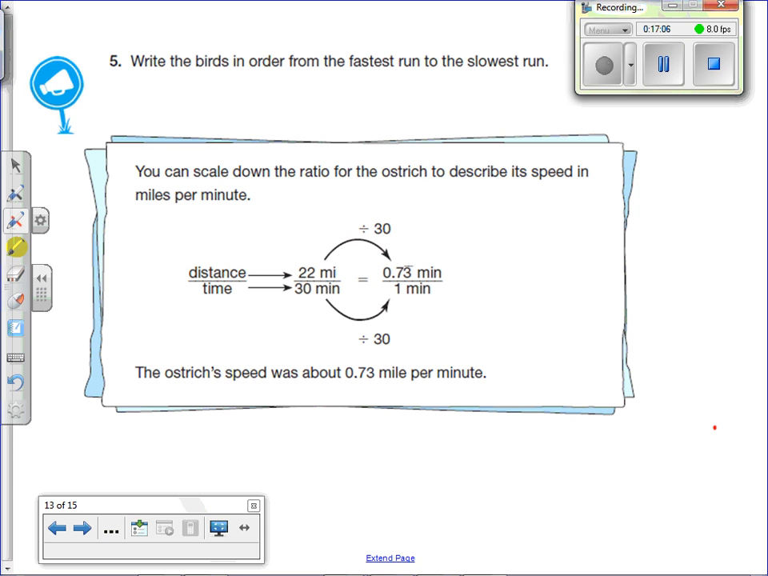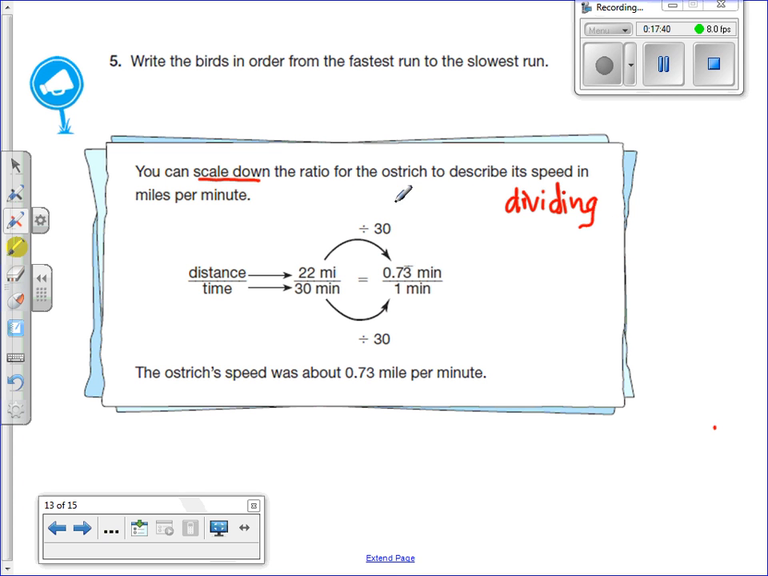So opposite from scaling up, sometimes it's easier to scale down ratios to figure out certain things that you're asked of. So write the birds in order from fastest run to the slowest run. So in this case, they're scaling down. So in scaling down, you are dividing by something instead of multiplying. So with scaling up, you multiply by the same term, both numerator and denominator.